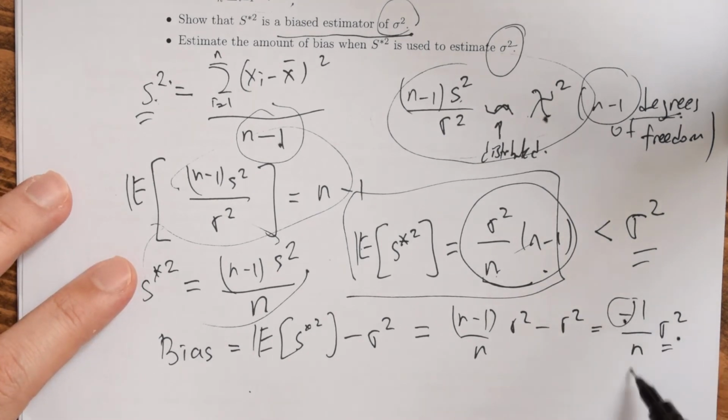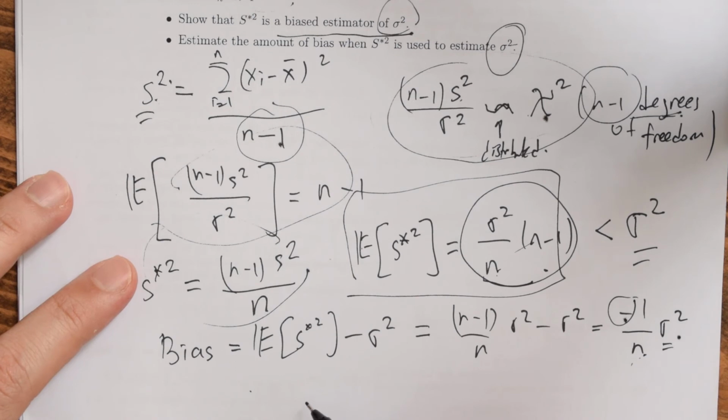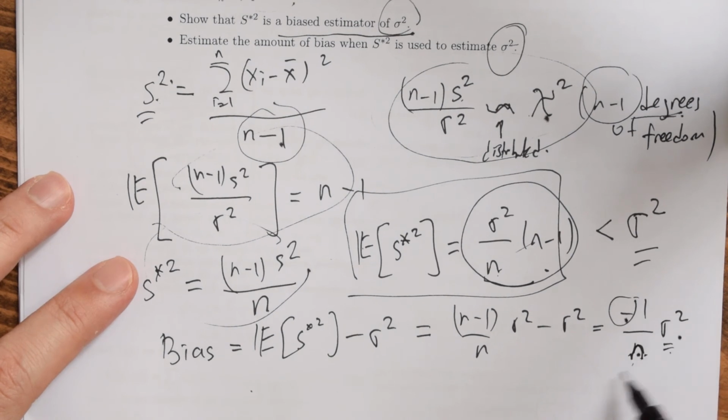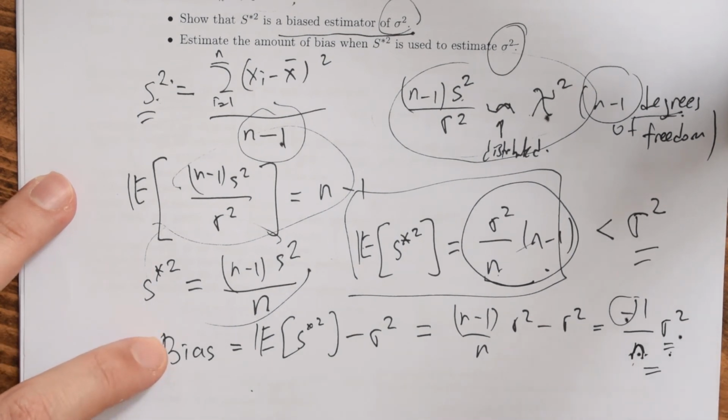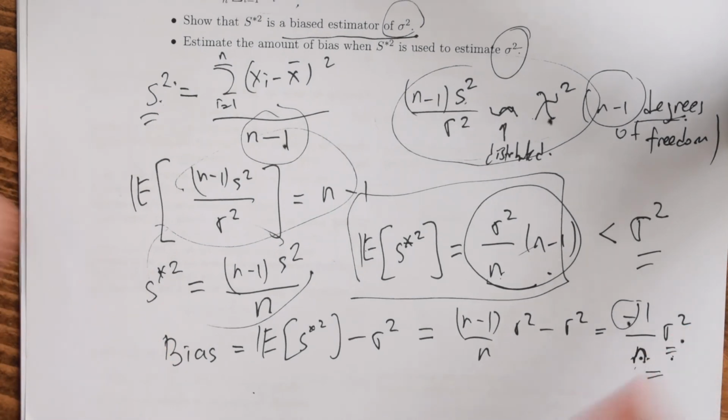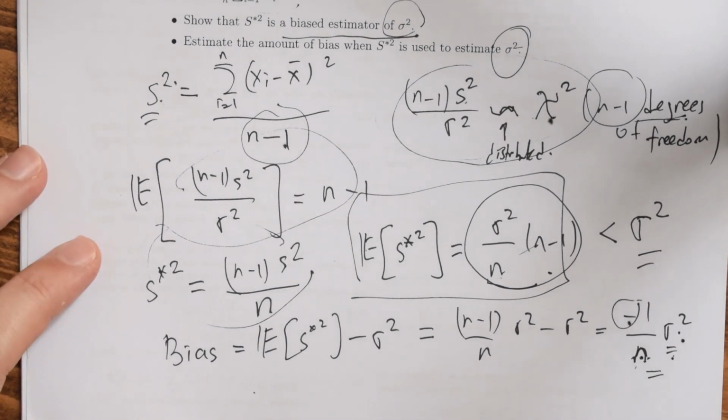As n goes to infinity, if n tends to larger and larger values, then you can see that the bias becomes smaller and smaller, and at the end, if n goes to infinity, the bias becomes 0, so there would be no difference between s square and s star square in terms of estimating sigma square.